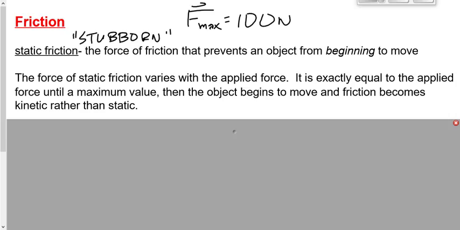99. I push with 100. How hard does Jacob push? 100. I push with 101. What does Jacob do? He says, see you later, I give up. The most I can do is 100. I quit. You win. Now we don't have static friction anymore. Jacob's given up.